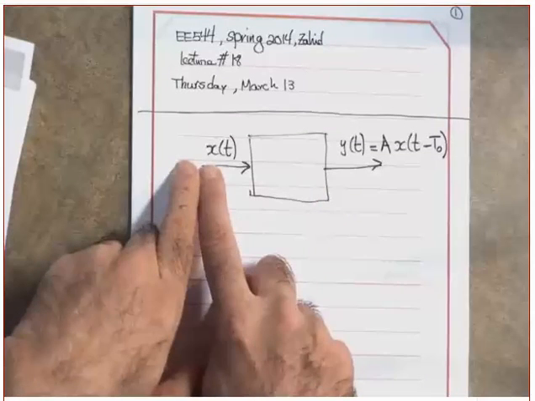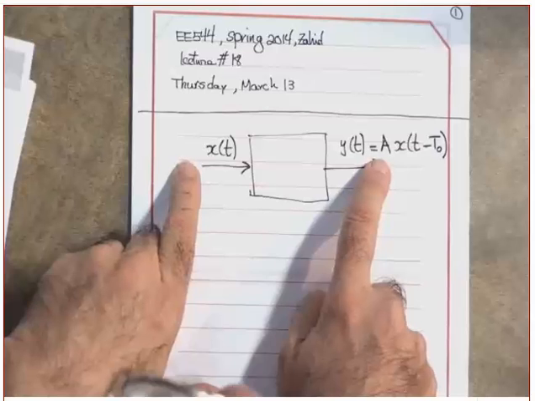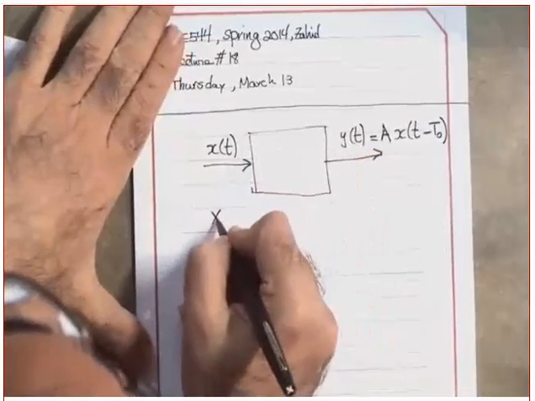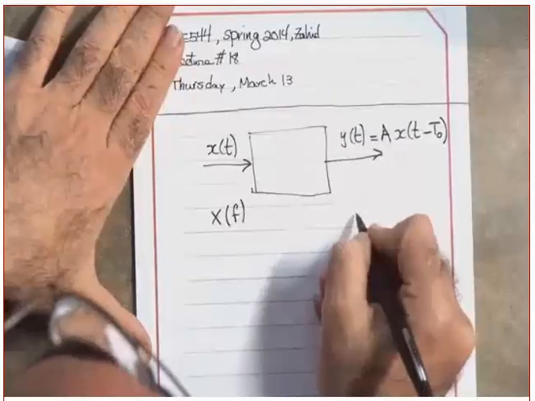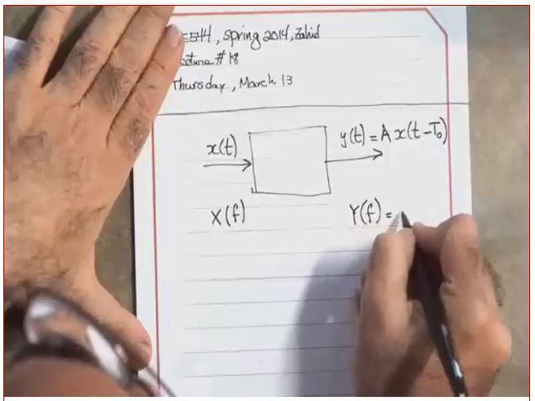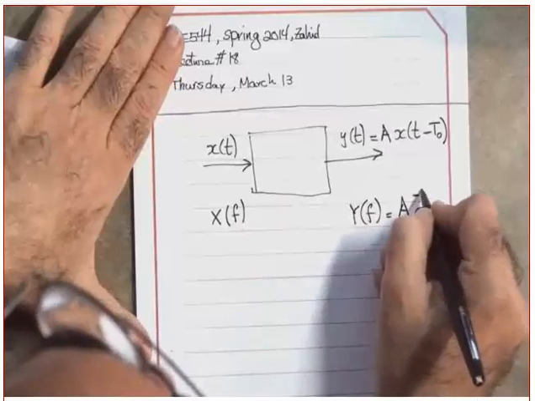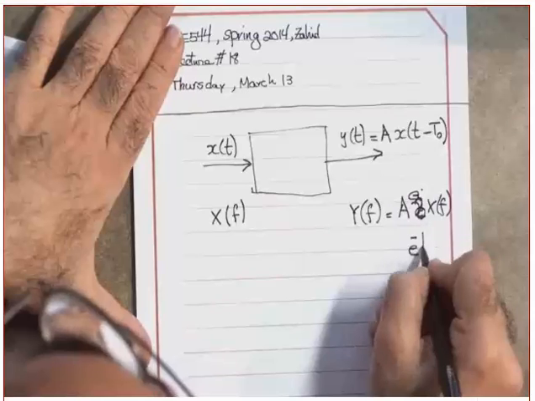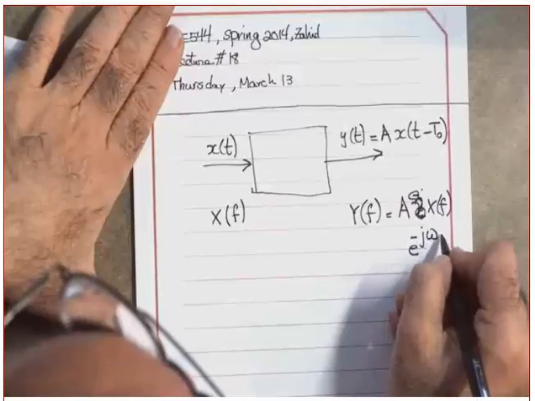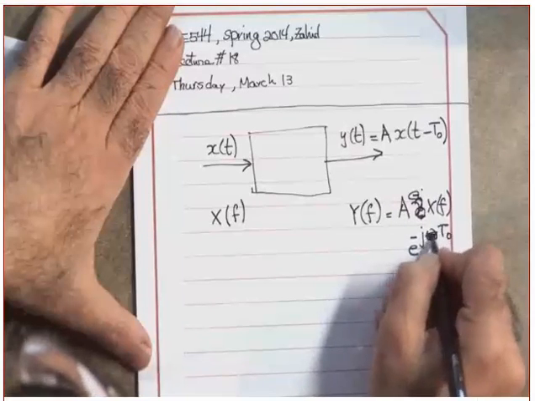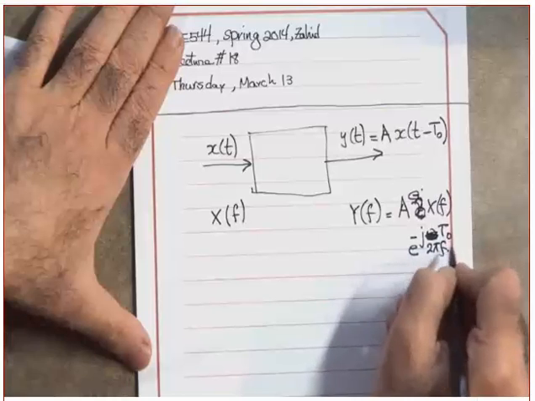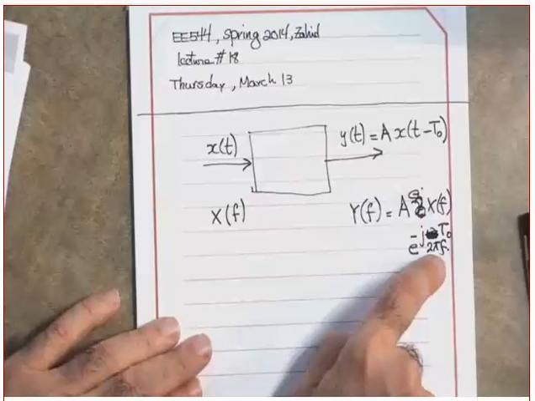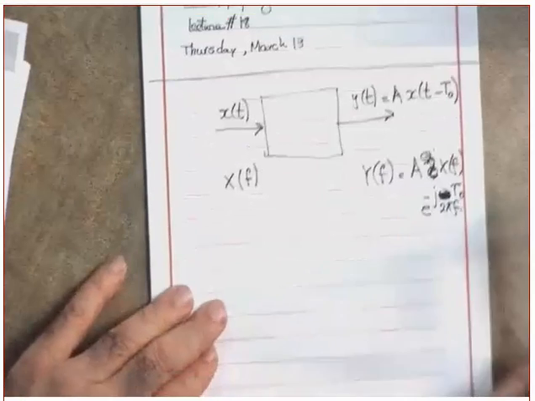By the way, did the amplitude change? It just got scaled. Did you understand that? So this is X of f. What is this? Y of f equal to A e to the minus j 2 pi f t0 times X of f. Why? Delay in the time domain corresponds to multiplication of the frequency response by this. Yes? So what is h of f?